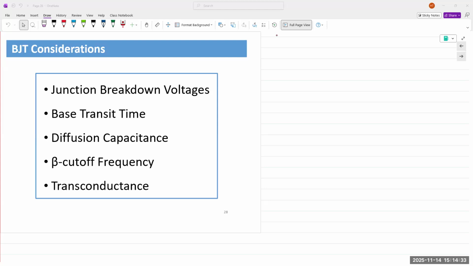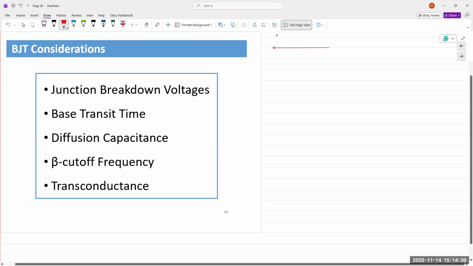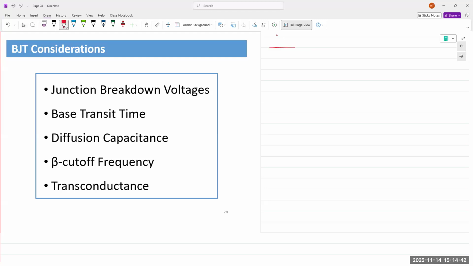Okay, so if you reverse bias a base emitter junction, then the breakdown characteristics, or the reverse breakdown characteristics, follow a Zener diode pattern. Okay, it breaks down within less than 10 volts. And this is what we observed. This breakdown voltage or reverse voltage, whatever you want to call it, is typically less than 10 volts.